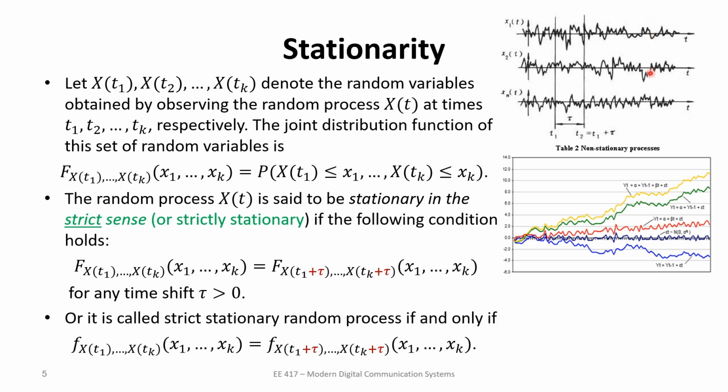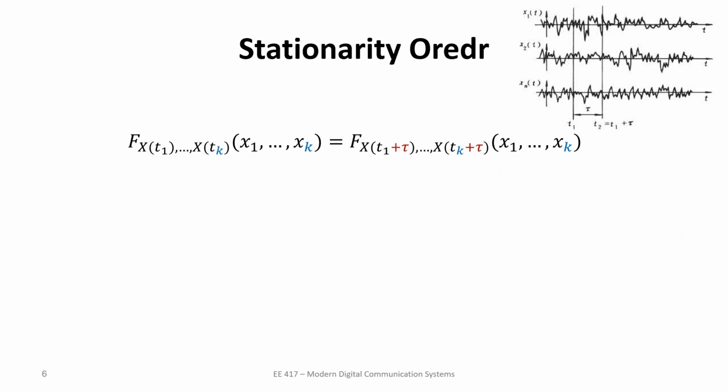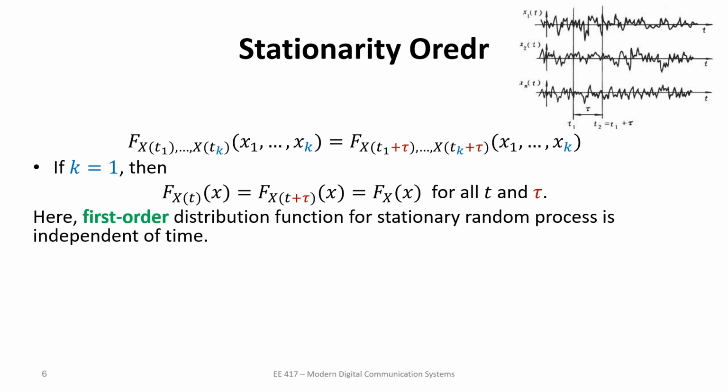Now we can say mathematically that if you shift your time variable by tau and you get the exact same joint PDF distribution, then your process is stationary. Now we can simplify this requirement of being strict sense stationary. We have different orders of stationarity.